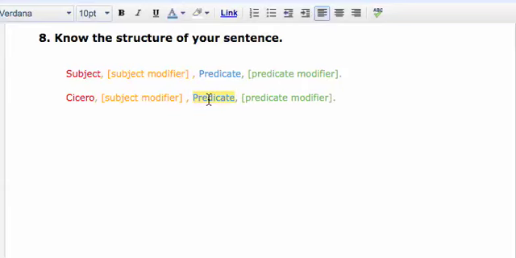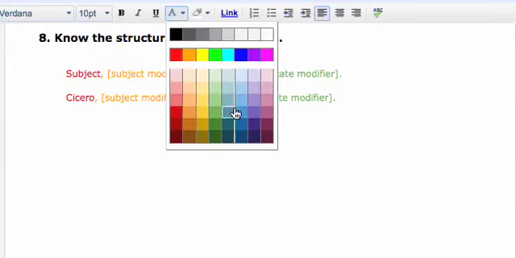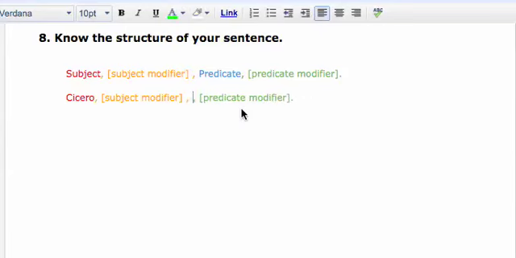Cicero was consul in... It wants to make my writing here green, so I'll change it in just a minute. And I want to have it match that blue. Not quite the right blue, but you get the idea. So the subject of the sentence is Cicero, and the predicate is was consul in 64 BC.